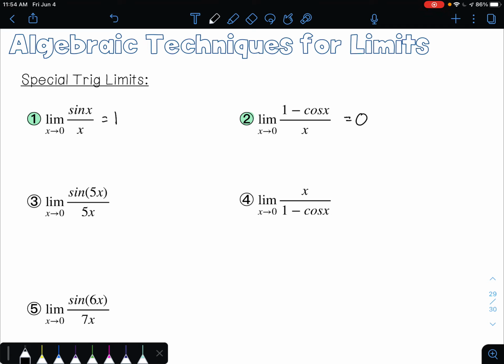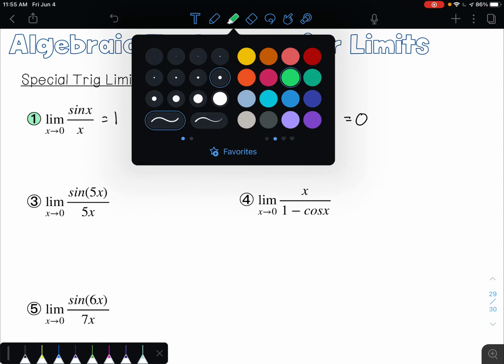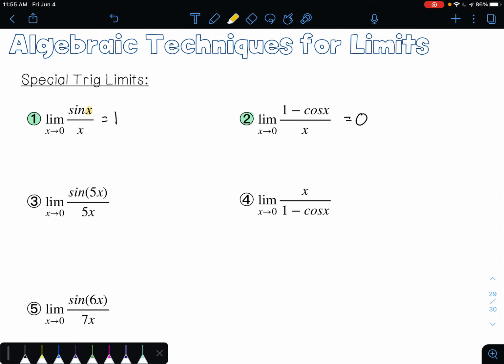These are important to know because if you look at a problem and think that you can manipulate it into looking like one of these, you can jump to the answer a little faster, because these are known limits and things that you are expected to recognize and know if you're going to take the AP exam. One important thing to note is that the x inside the argument of the sine function is equivalent to the x in the bottom. They match each other. Same thing with the cosine special trig limit.